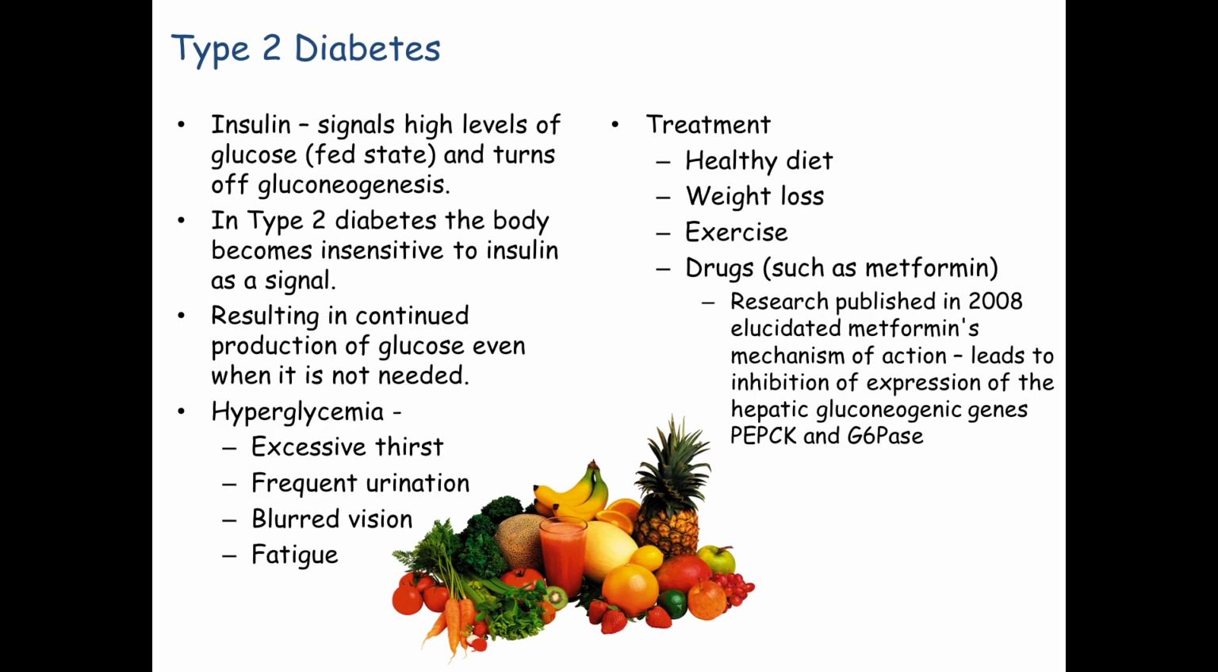Or you could add drugs that work on the liver, which is what drugs like metformin do. So since your liver is doing gluconeogenesis, think about what's happening. The blood is full of sugar, but the cells, like muscle cells, are saying, hey, there's no sugar here, because they can't get it. They can't get it out of the blood.